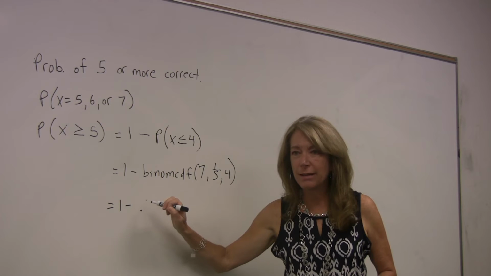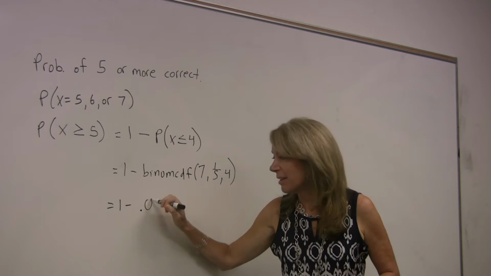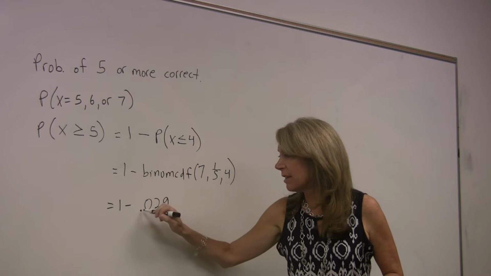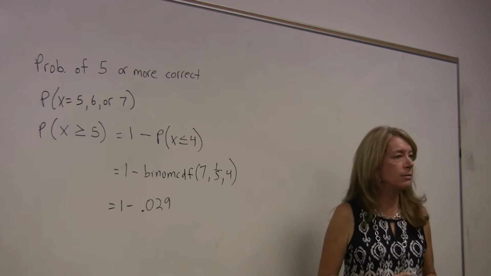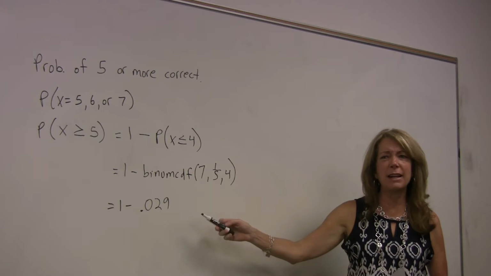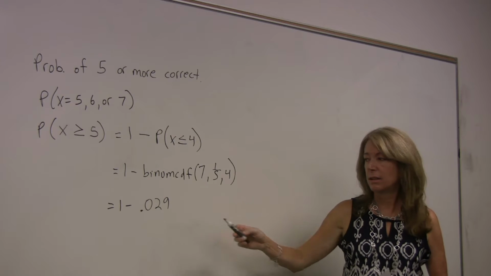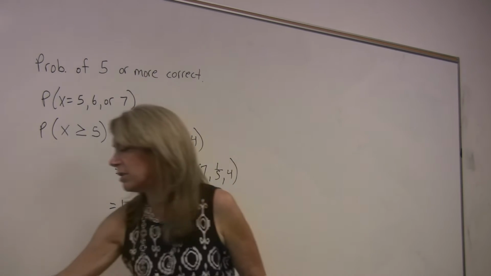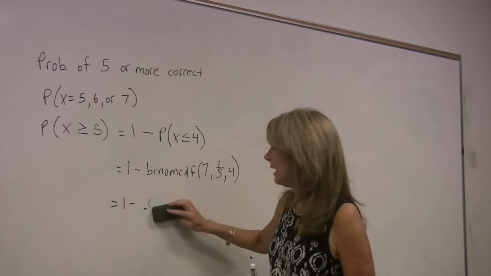What came after the point? 0.029. Oh, thank you. 029? That doesn't seem right. I think that might be your final answer. It's 0.995. Oh, something went wrong. Make sure we're doing CDF. That seems really low.